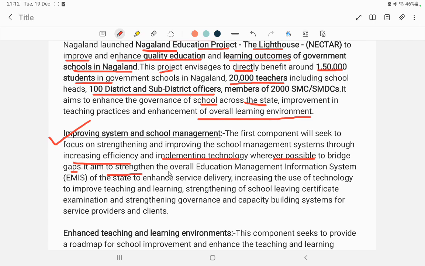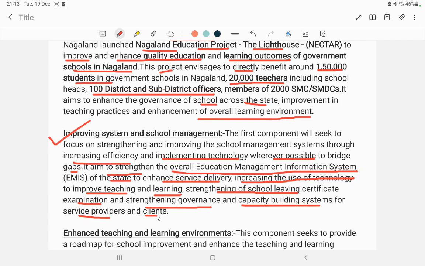It aims to strengthen the overall education management information system of the state to enhance service delivery, increase the use of technology to improve teaching and learning, strengthen the school leaving certificate examination, and strengthen governance and capacity building system for service providers and clients.